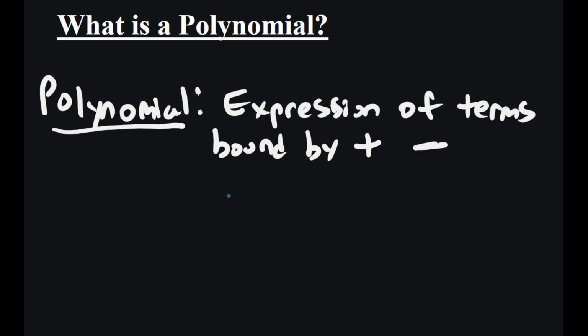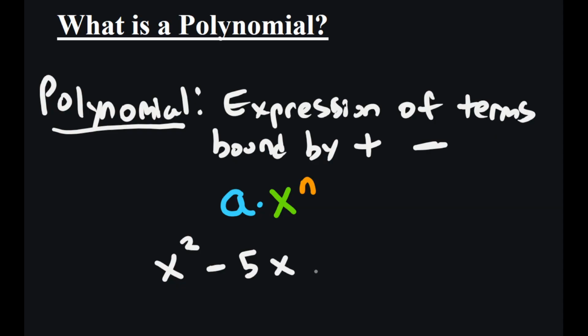And let's write down what these terms look like. They all have the form of a times some variable, x we'll use, to the power of n. So this is one of the terms of a polynomial. They all take this form. And let's look at an example of a polynomial. Let's say we had x squared minus 5x plus 6.